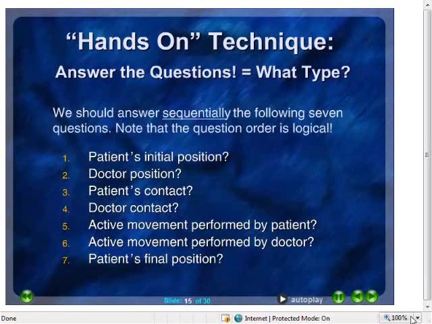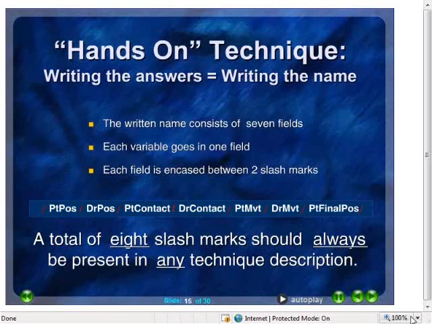Note that the question order is logical: patient's initial position, doctor's position, the patient's contact, the doctor contact, the active movement performed by the patient, and the active movement performed by the doctor, and finally the patient's final position.